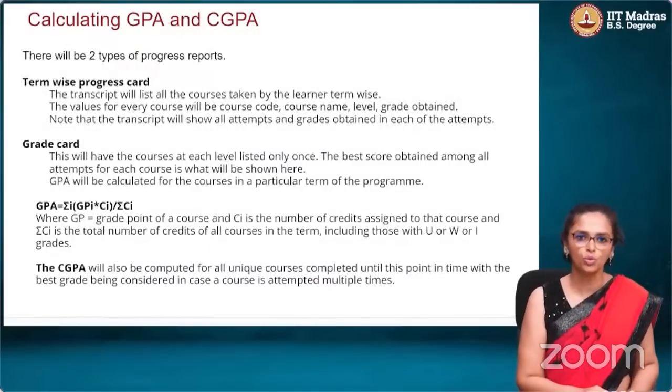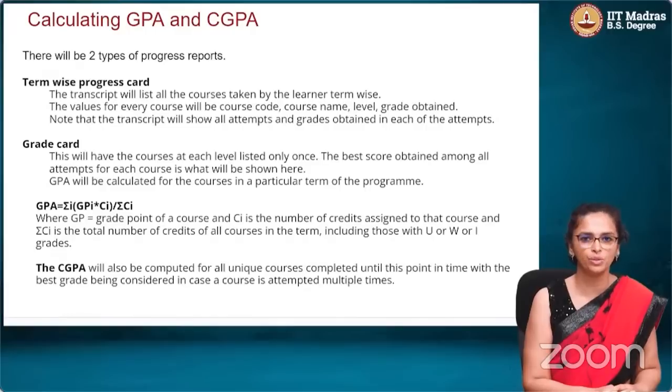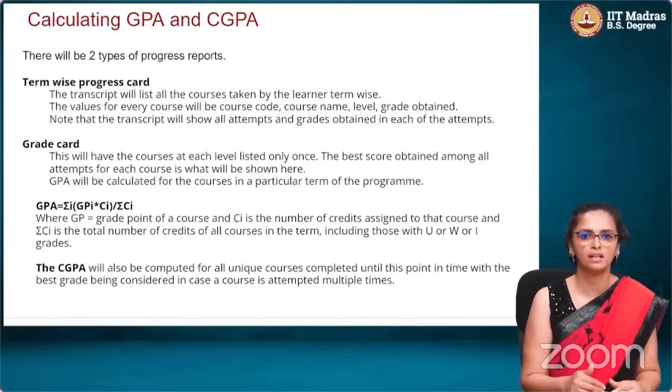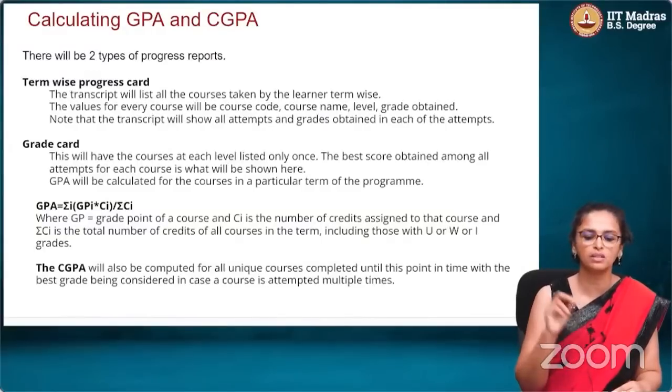So there are 2 types of progress reports that we will share with you. So the first one is called a term-wise progress card. So this is a document that we will generate at the end of every term when your results have been published and you have verified all of it. This will actually list all the courses that you have taken in any term, and what data we will put in there is the course code, the course name, the level and the grade obtained.